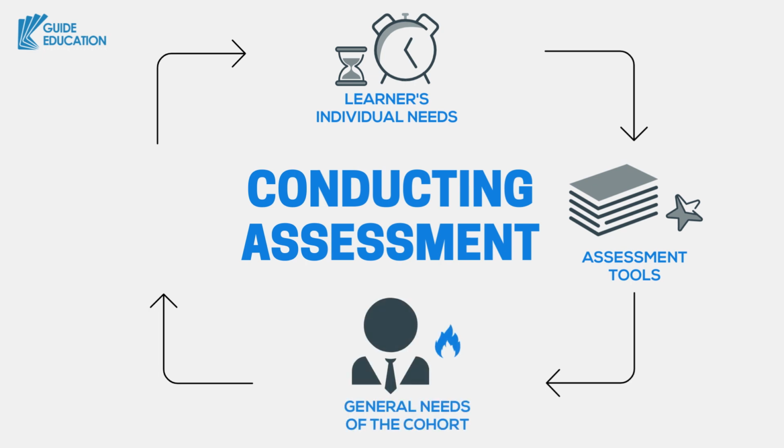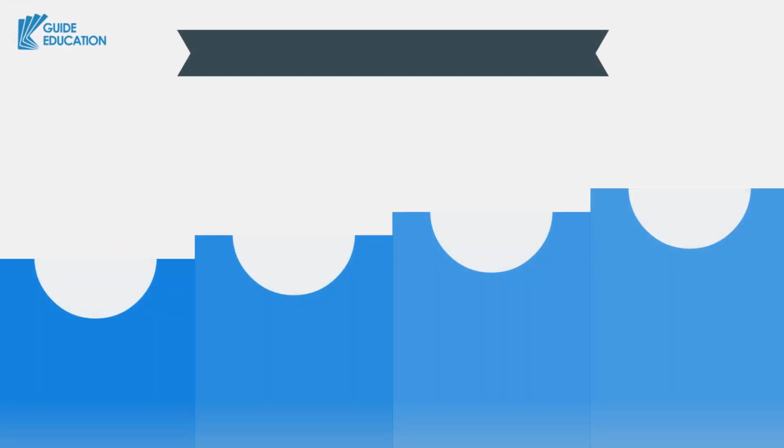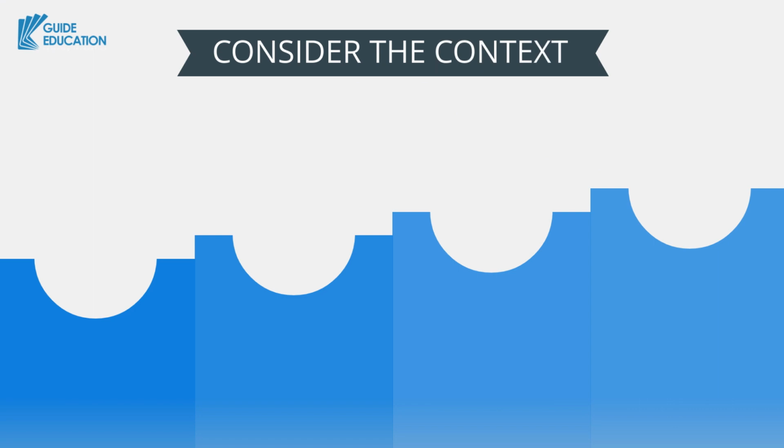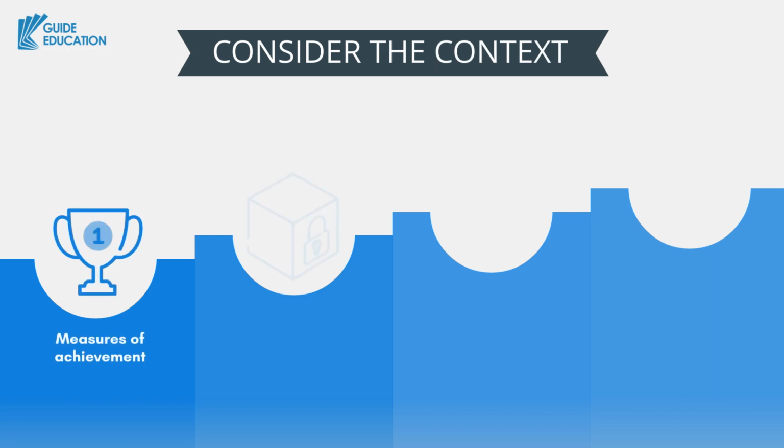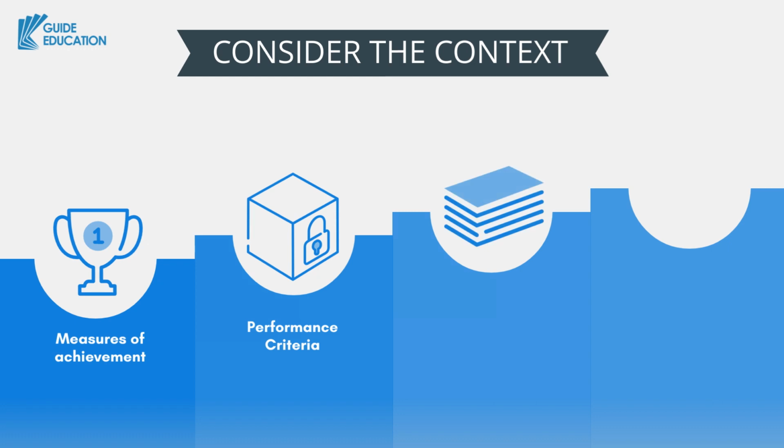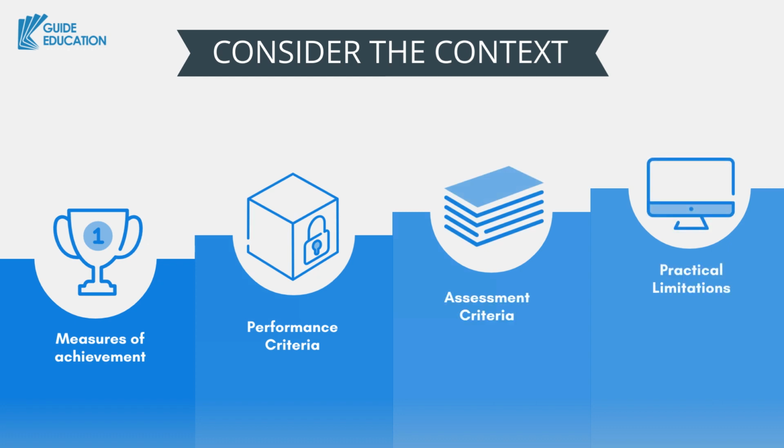For example, it may be more appropriate to consider a portfolio of evidence over an exam for learners who are actively employed and are upskilling existing competencies. You will also want to consider the context. So, for example, you'll think about the measures of achievement, looking at performance criteria, the assessment criteria, the level standards, practical limitations of space and time. You may also want to think about the numbers involved, the range of ability levels, the opportunities created, the reliability of your methods, and so on and so forth.